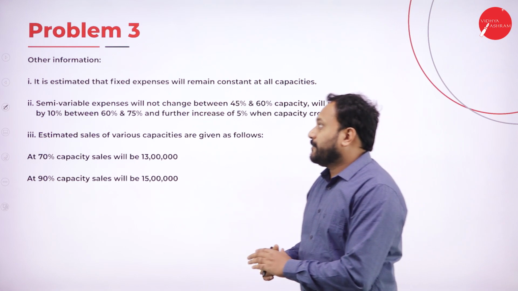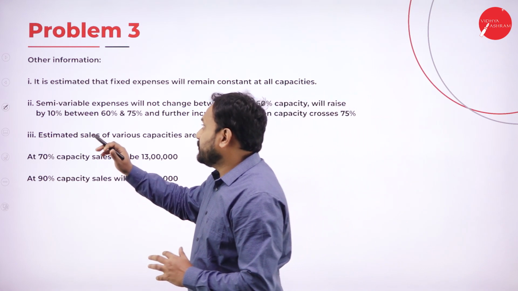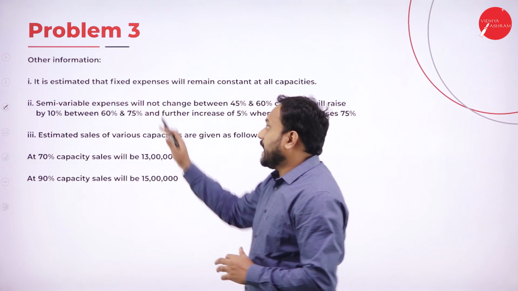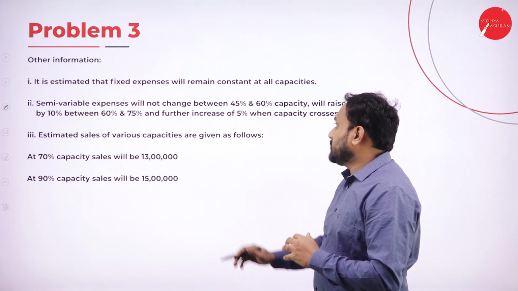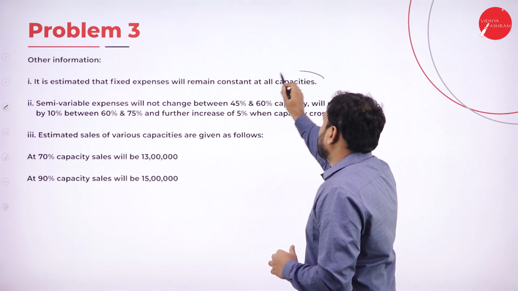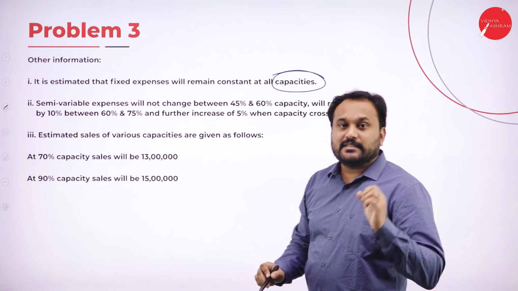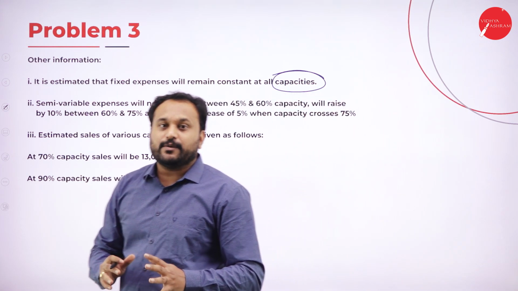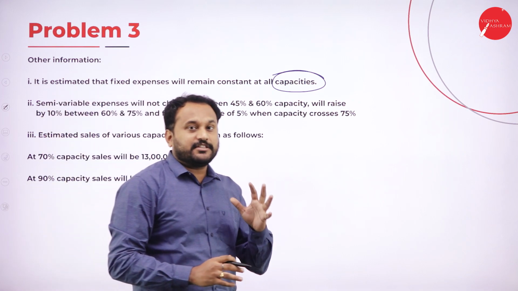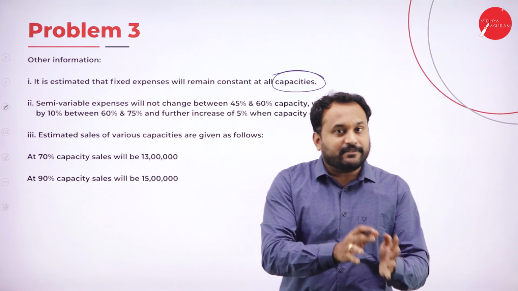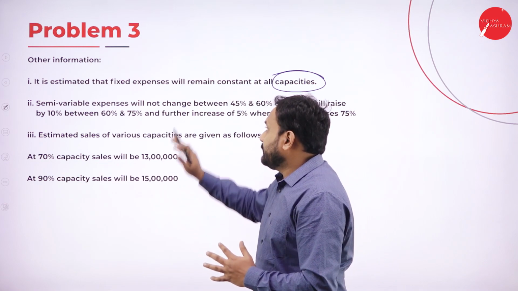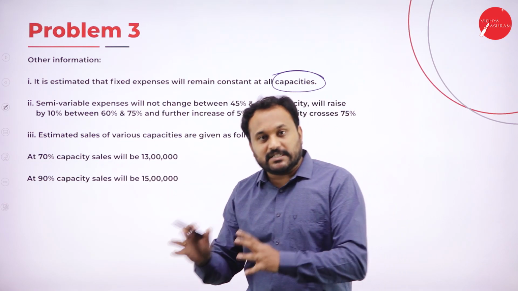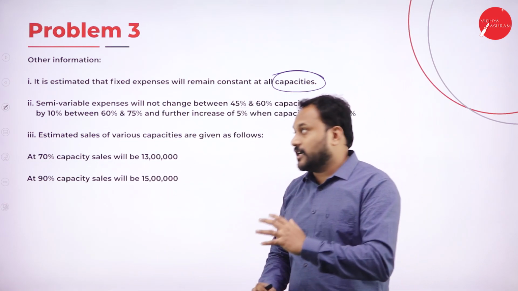Now other information related to this problem, the first one is it is estimated that fixed expenses will remain constant at all the capacity. See here, this adjustment is very important. You people need to actually go with each and every adjustment. Whether they give or they don't give, always fixed expenses are constant. It is always what? They are constant.